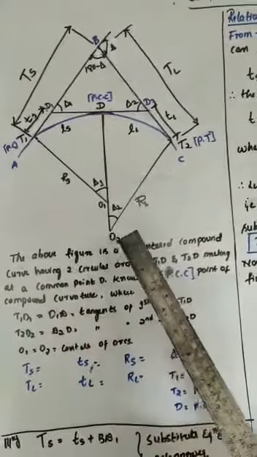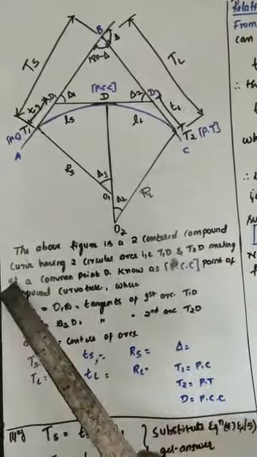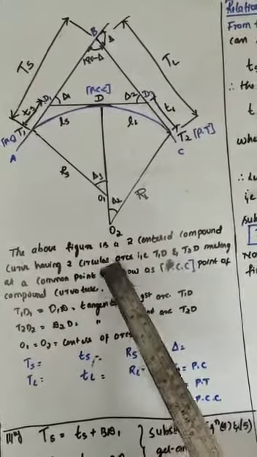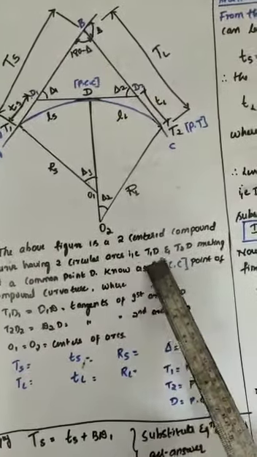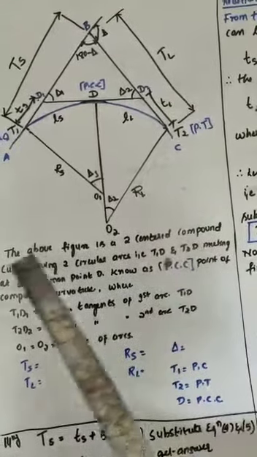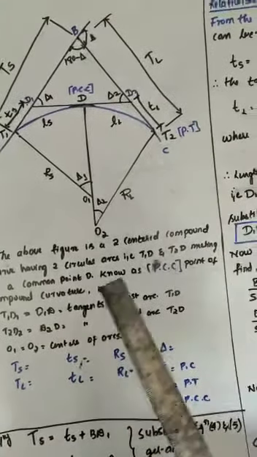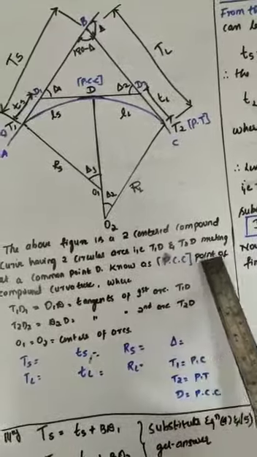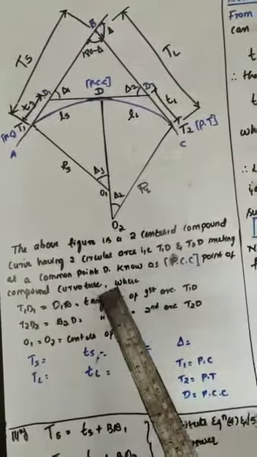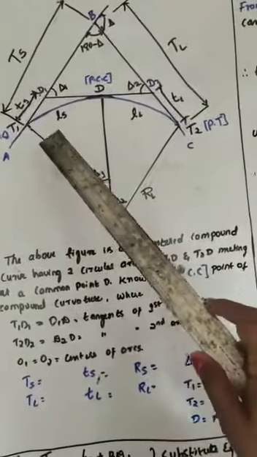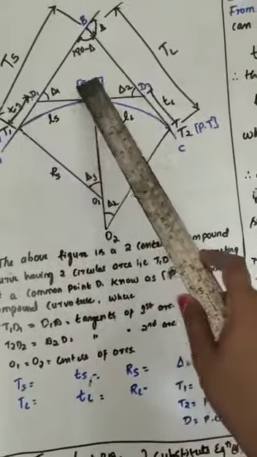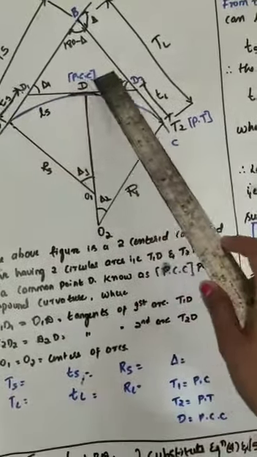The above figure is a two-centered compound curve having two circular arcs, that is T1D and T2D, meeting at a common point D, which is known as PCC. That is point of compound curvature. These are two circular curves, that is, two simple curves.